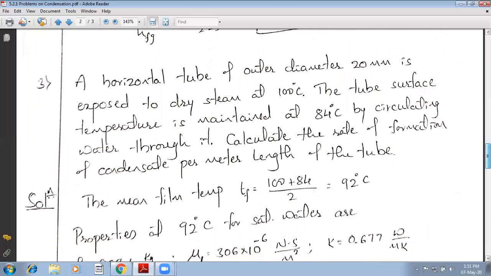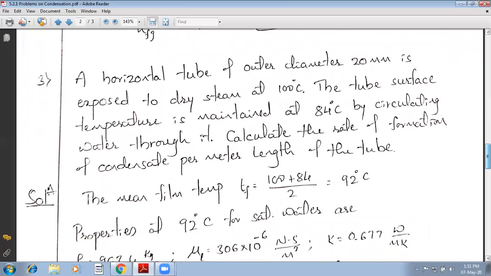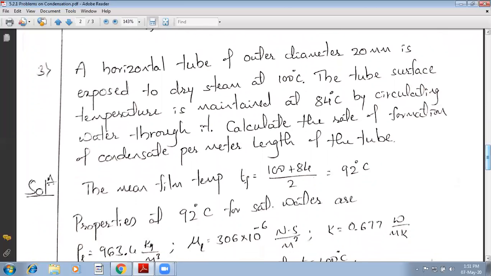Moving to the next problem. In this case, I have considered a horizontal tube. The problem statement goes like this. A horizontal tube of outer diameter 20 mm is exposed to dry steam at 100 degrees Celsius. The tube surface temperature is maintained at 84 degrees Celsius by circulating water through it. We need to calculate the rate of formation of condensate per meter length of the tube.